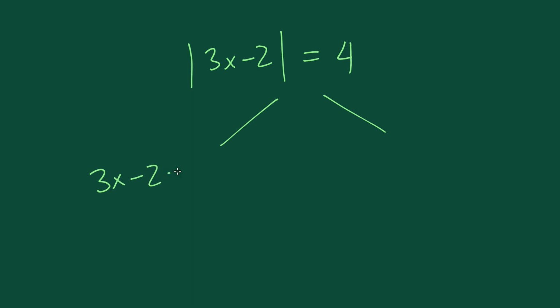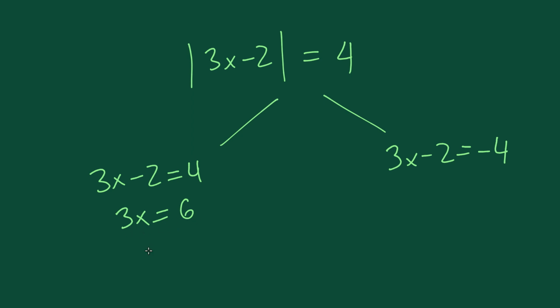And the last one, how about the absolute value of 3x minus 2 equals 4. Okay, let's split it up into two parts. 3x minus 2 equals 4, and 3x minus 2 equals negative 4. And then I'm just going to solve. Okay, so add 2 to both sides. 3x equals 6.